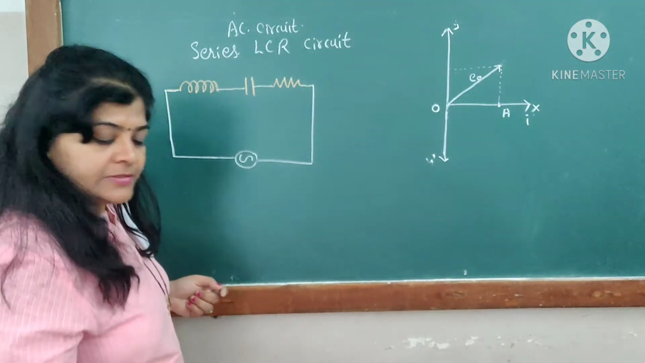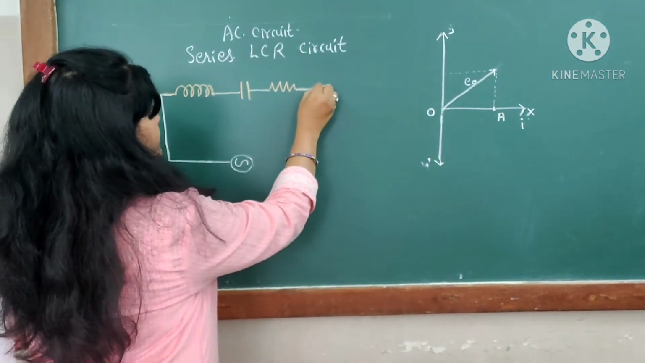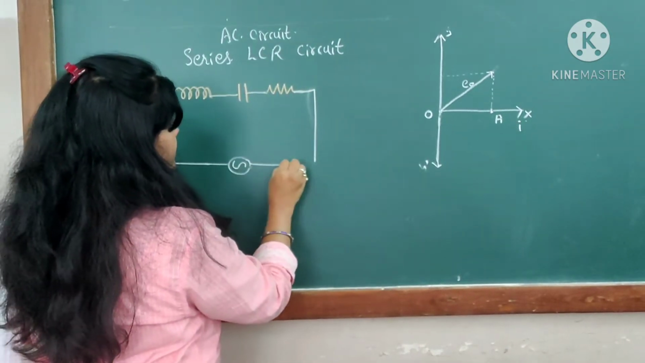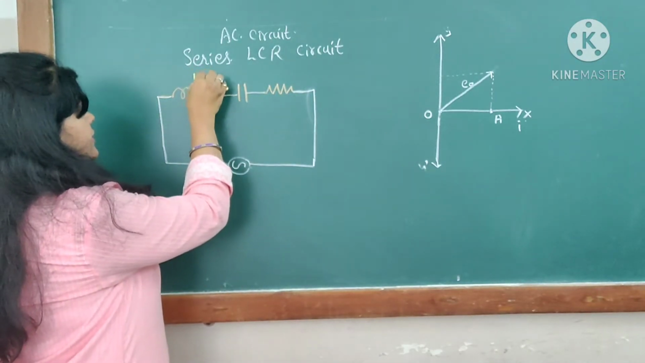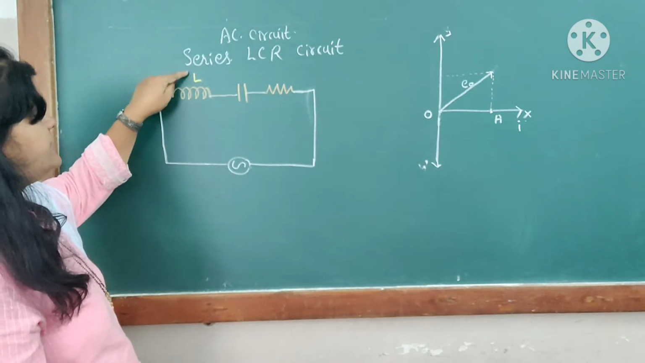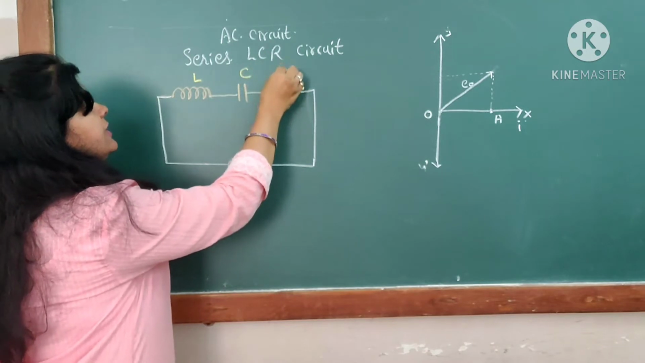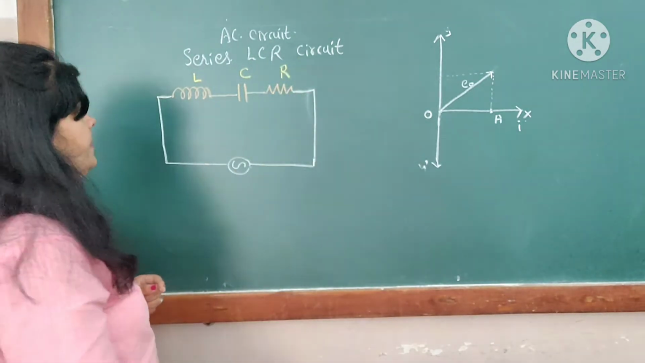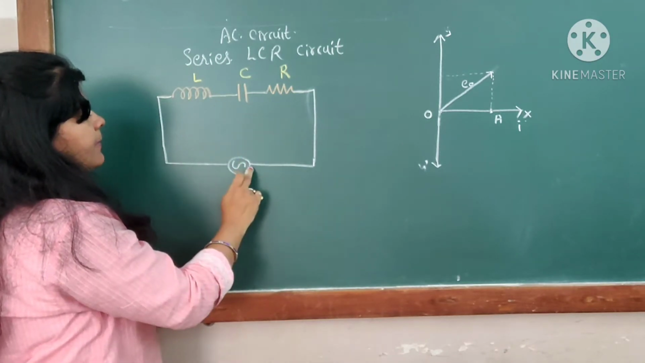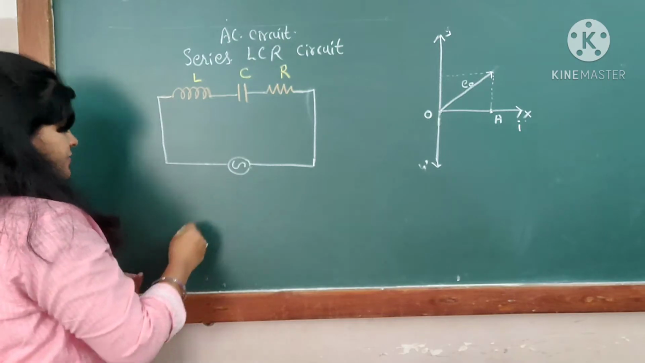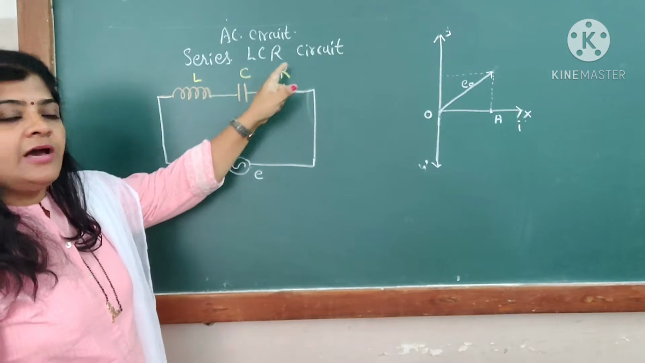Okay, very simple diagram. Here the inductor has inductance L, the capacitance is denoted by C, and the resistance is denoted by R. The three elements L, C, R are connected in series and we are applying the alternating source having the EMF E. That circuit is called a series LCR circuit.